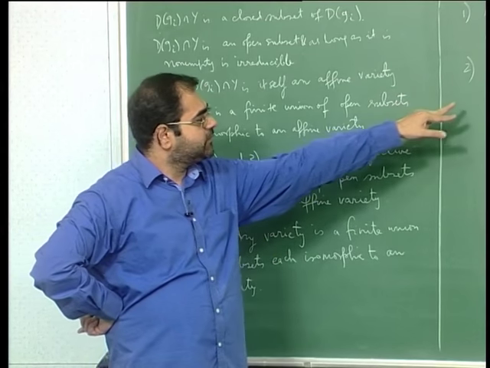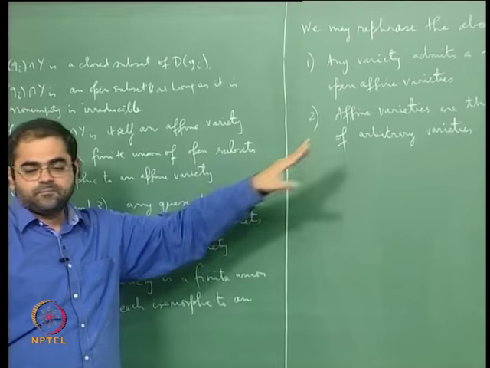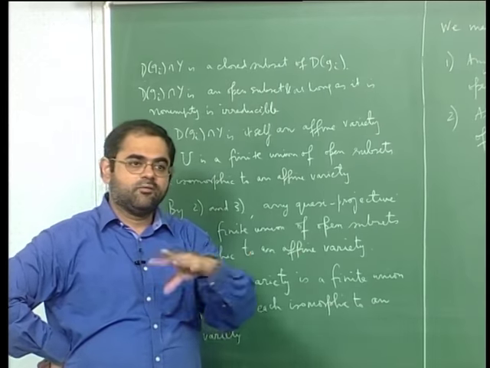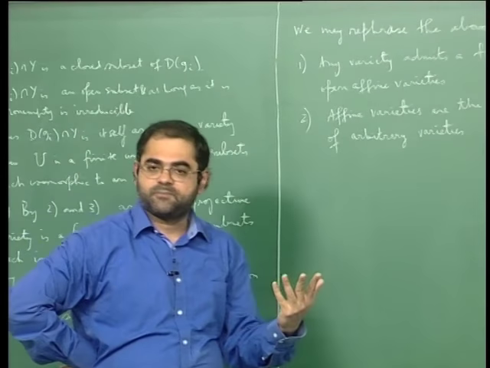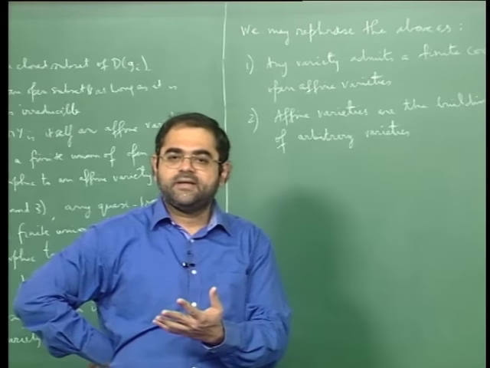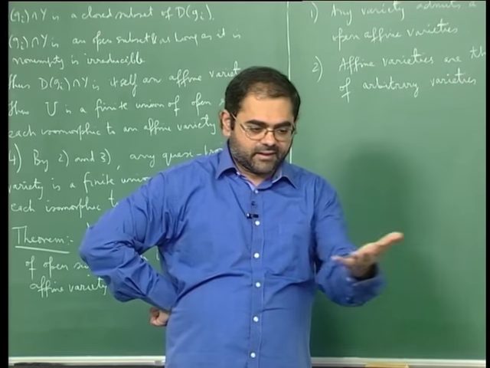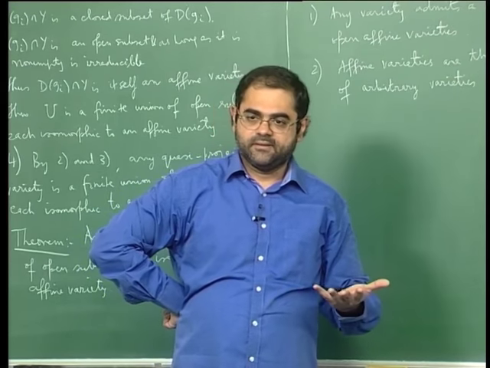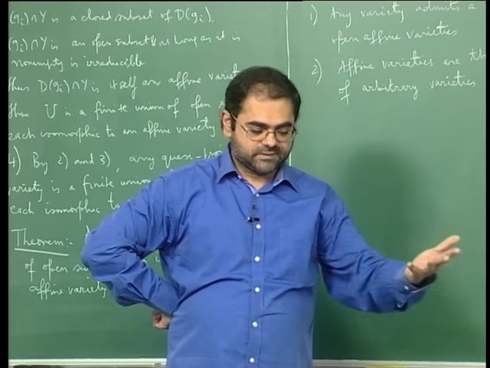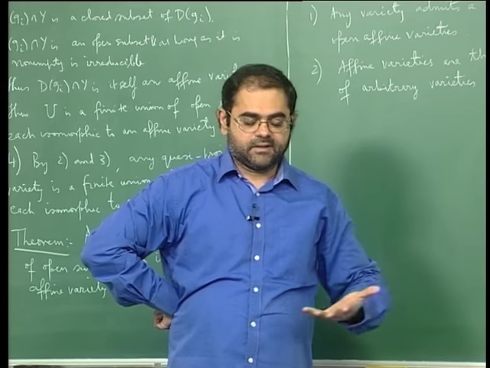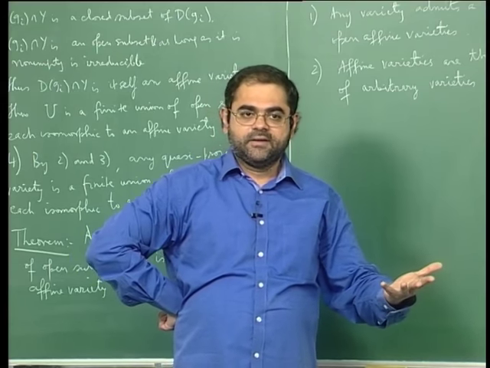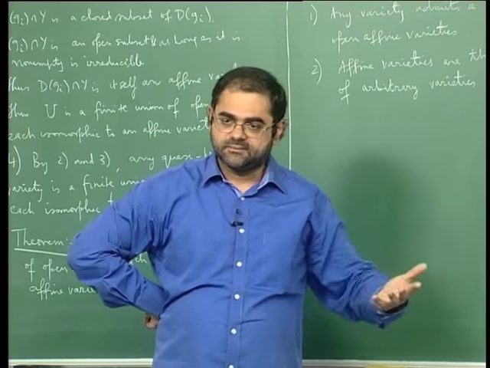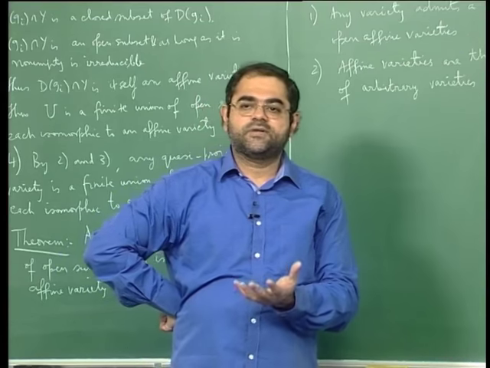Roughly speaking, if you take an affine variety, you have its coordinate ring, and from the coordinate ring, how can you get back the affine variety? By applying max spec. So you can say any variety, at least as a topological space, is got by gluing max specs. If you take a variety which is covered by finitely many affine varieties, it is the same as saying that you are gluing all these affine varieties together to get that big variety. But each affine variety is a max spec of its coordinate ring.